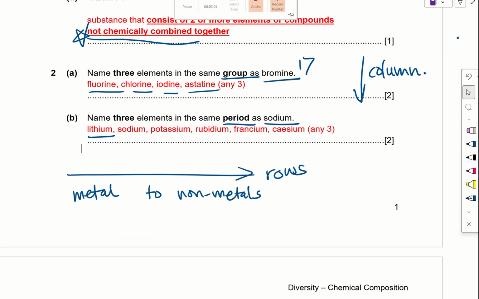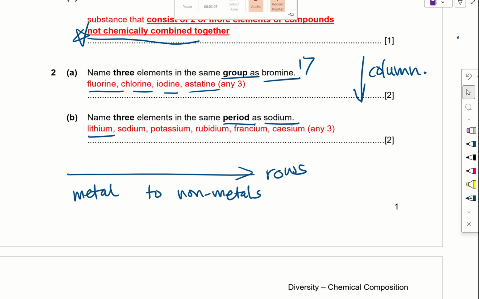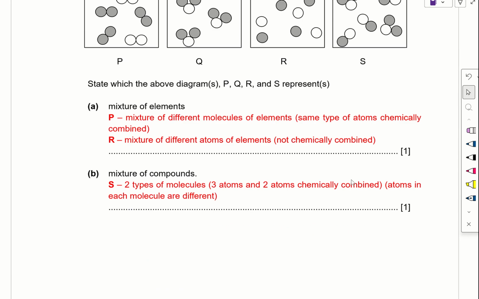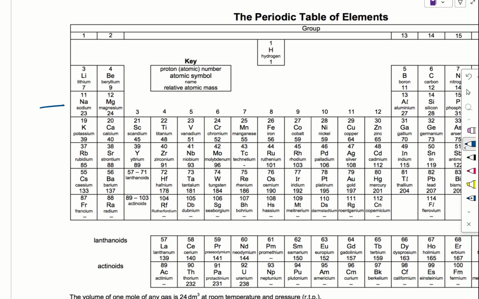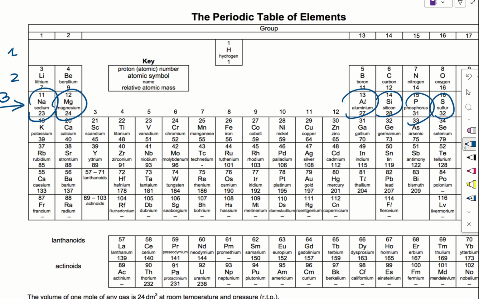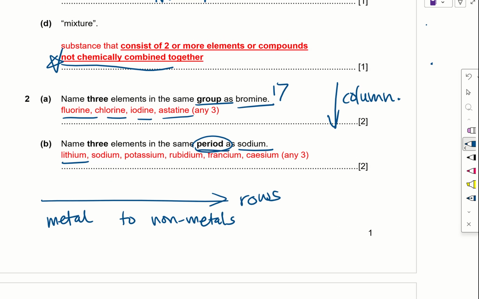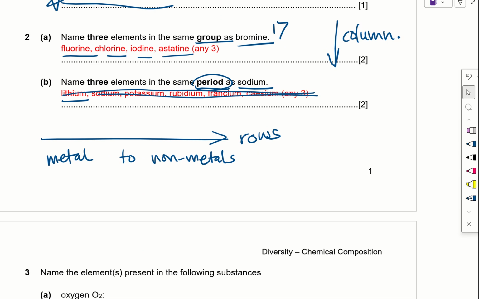Okay, I think there's some error here. We should be looking left to right because it is the same period as sodium. If I go down to the periodic table, sodium is over here, right? So this is period 1, this is period 2, this is period 3. So who is in the same period as sodium? It will be magnesium, aluminium, silicon, phosphorus, and sulfur. So take note of this. It shouldn't be these answers here. Because for period we're looking at the same row. Group will then be the same column.